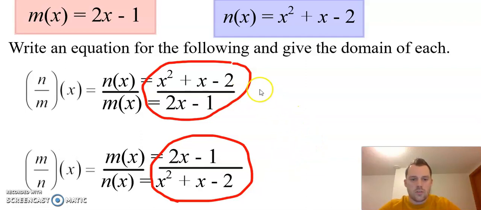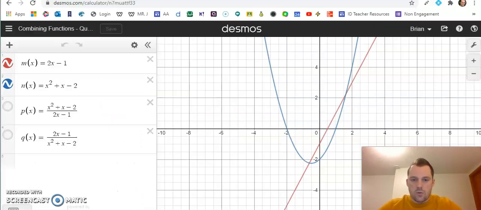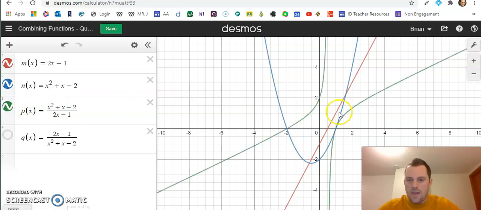So when we're dealing with quotients, that's where it gets a little tricky, and our domain is typically going to change quite a bit compared to what we started with. So I'm going to go back to Desmos here. Remember that our linear and quadratic functions that we started with, our domain is going to be all real numbers. So the first quotient that we had was n of x over m of x. And that we see gives us an asymptote at x equals 1 because we couldn't simplify our quotient. So we ended up with a rational function.